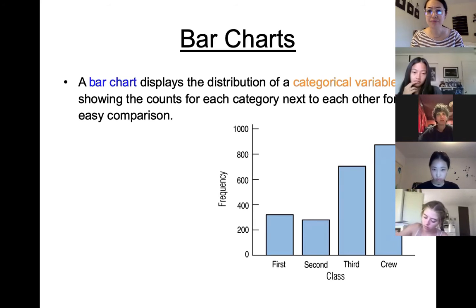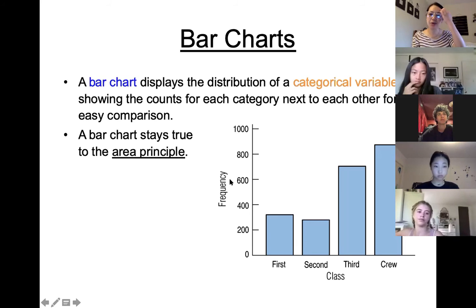So bar charts, categorical variables, and visually the difference is you guys will see these gaps between the bars, okay? So there are gaps between the bars when it comes to a bar chart. All right, and it's just really useful for comparing different categories. The vertical axis will always be either frequency or relative frequency.